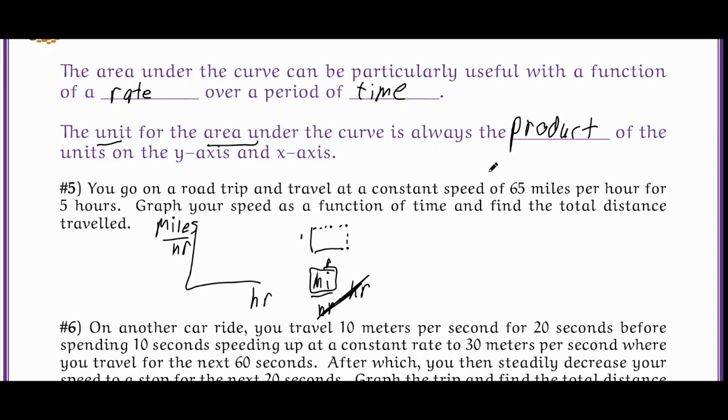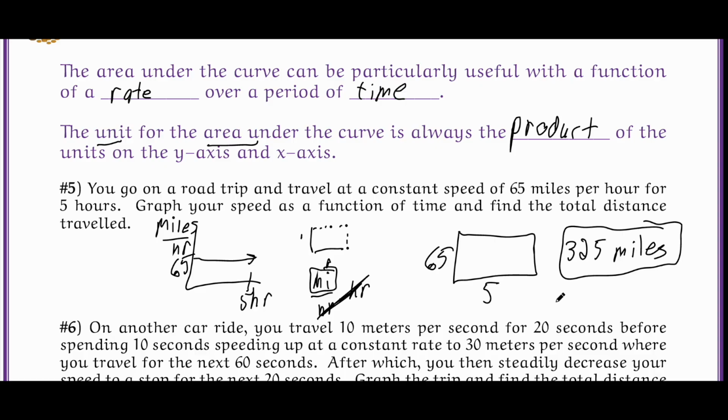So here you're going on a road trip and traveling at a constant speed of 65 miles per hour. So that graph is just going to be a horizontal line. Your speed's not changing. Your speed's always 65. And you do it for 5 hours. So the shape you end up getting is a rectangle that's 65 by 5. So 65 miles per hour times 5 hours. When you multiply those together, that's going to get you 325 miles.